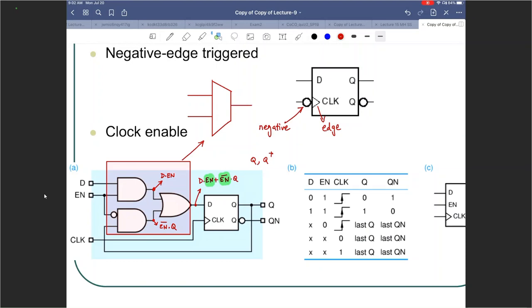And there is one control signal. The control signal is what? Enable. Because you see, when enable is 0, Q goes through. And when enable is 1, D goes through. And this is your input to the D flip-flop.